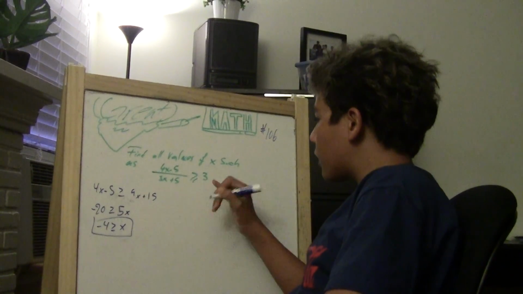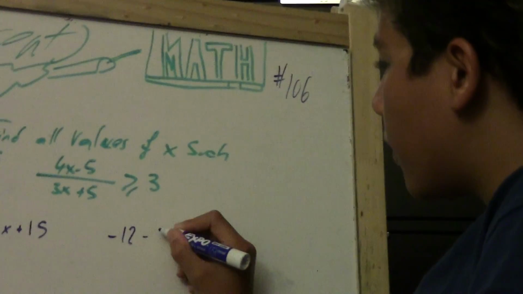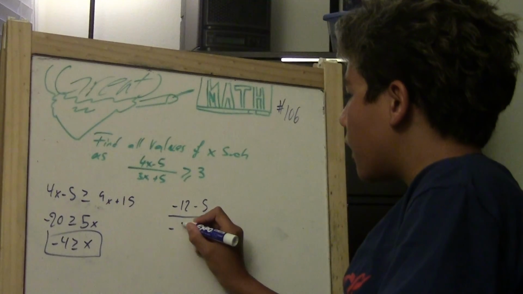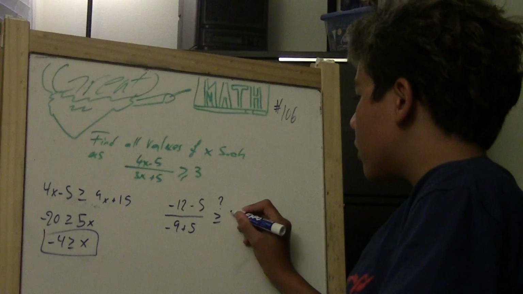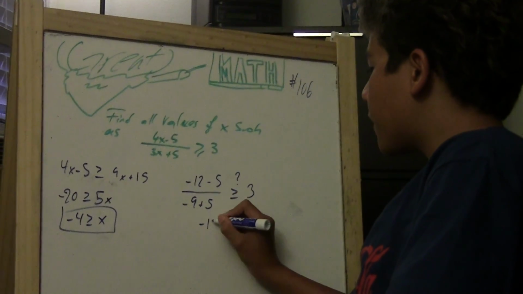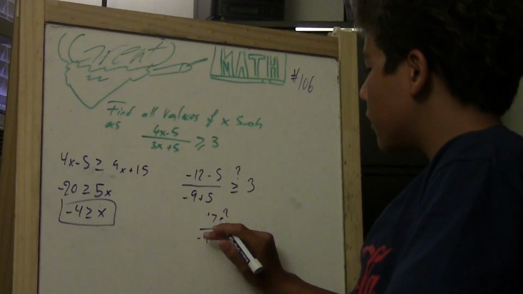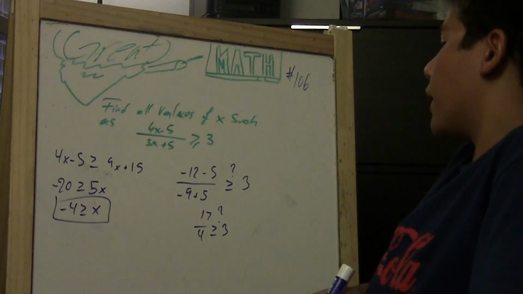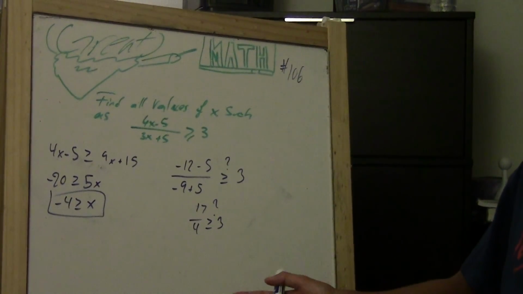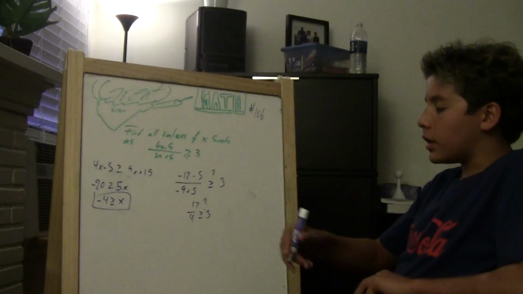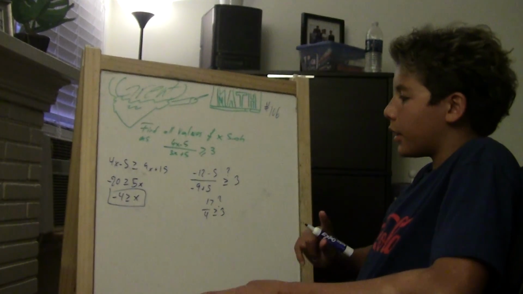So let's try negative 3. It becomes negative 12 minus 5 divided by negative 9 plus 5 is greater than or equal to 3. Negative 17 divided by negative 4 is greater than or equal to 3. Cancel the minuses, we get 17 divided by 4 is greater than or equal to 3. That works because 16 divided by 4 is 4, and 4 is greater than 3. 17 is just a little bit more. But that works when we did negative 3, and that's not in our answer.